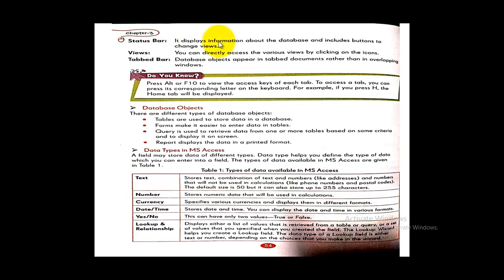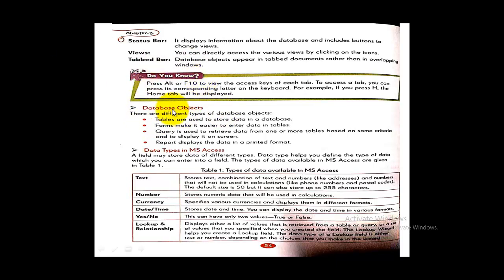Then the status bar displays the information about the database and includes buttons to change views. It shows the status, that is the information about the database. Then the views, you can directly access the various views by clicking on the icons. Then the tab bar, database objects appear in tabbed documents rather than in overlapping windows.